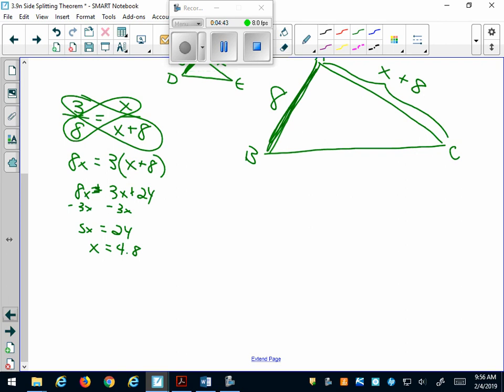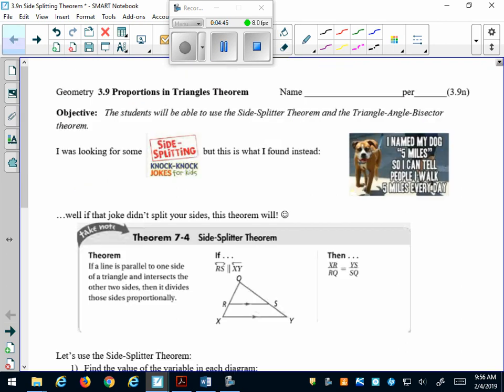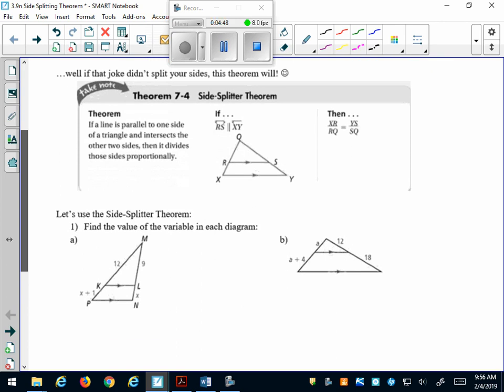This is familiar to us, yes? Okay. So what do we need the side-splitting theorem for? Well, the side-splitter theorem says if lines are parallel, which they are in this case, and the example we just did, then the sides are split proportionally. This is a big difference with what we write as our proportion. What it's saying is that this top is to this bottom as this top is to this bottom. They're proportional. They're split proportionally.